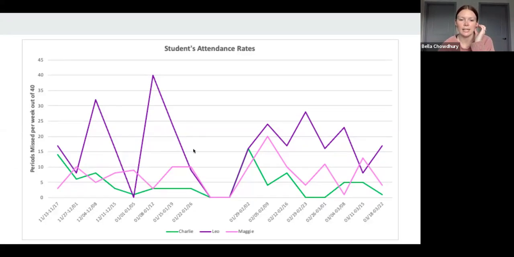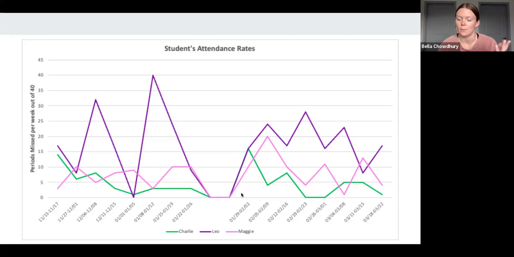So here, we see on the left side, Leo, for example, was very up and down. There were weeks when he missed all school for the 40 periods, and then weeks when he missed 0. So it was very inconsistent prior to the intervention. During the intervention, his attendance did not decrease, and rather it increased more frequently. However, there were fewer periods missed throughout the weeks. And so that is just one example of this data.